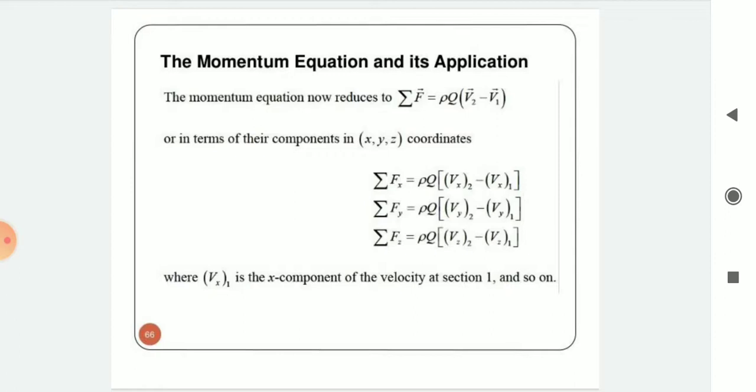The momentum equation now reduces to summation of F vector equal to rho Q times (V2 vector minus V1 vector), or in terms of components in x, y, z coordinates: summation of Fx is equal to rho Q (Vx2 minus Vx1); summation of Fy is equal to rho Q (Vy2 minus Vy1); summation of Fz is equal to rho Q (Vz2 minus Vz1), where Vx1 is the x component of the velocity at section 1 and so on.